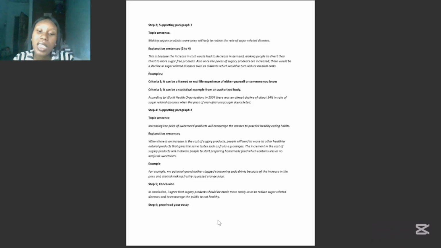Then step 6, which I would say is very important. Most people tend to skip it, but it's a very important step, and I would implore that you do not skip it. Proofread your essay. Proofread your essay. It is very, very, very important.